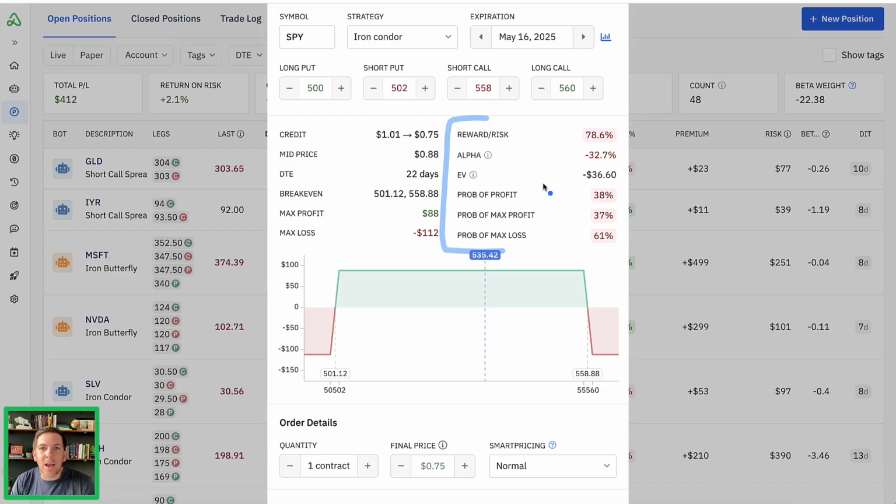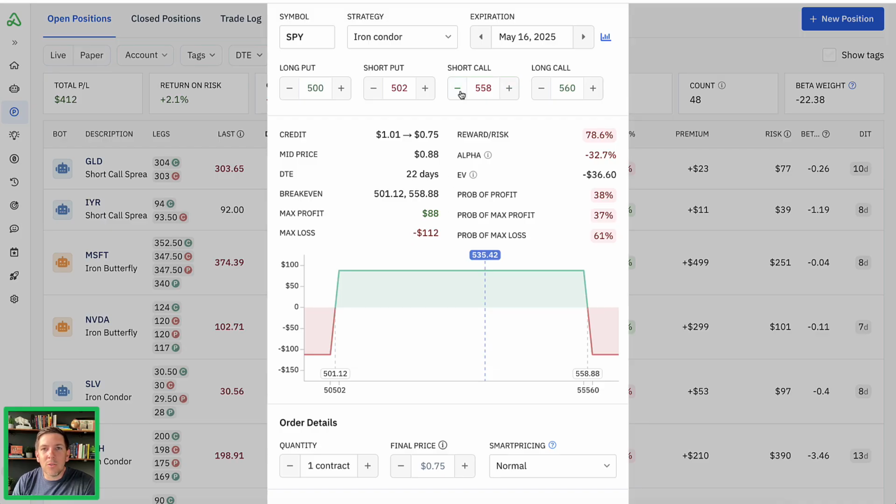And the reason that they're not is because we've got negative alpha, which is negative adjusted returns, negative expected value. Our probability of profit is super low on this position. Our probability of max profit's low, and our probability of max loss is high. And you can see if we lose money, we're losing more than we make. So this would not be a good iron condor trade. But again, you wouldn't know that until you start building some of these out.